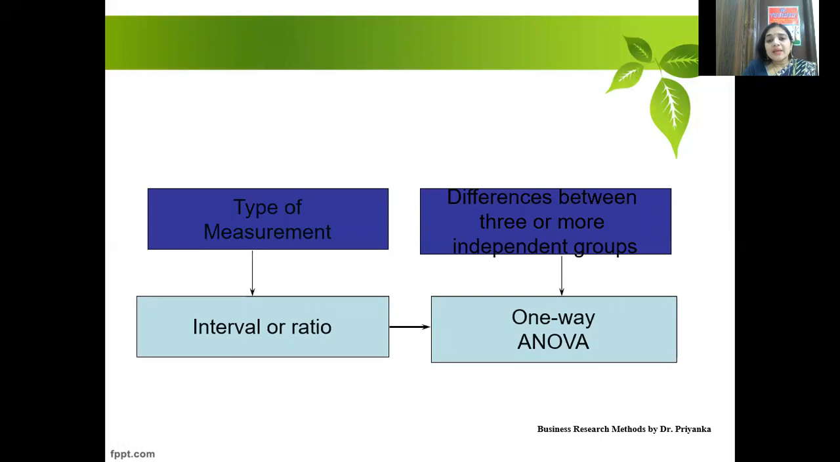Then one-way ANOVA. Here we'll be calculating difference between 3 or more independent groups. When we had 2 groups, we were going with t-test. Now we have got more than 2 groups. More than 2 means 3 or more groups. That means we'll be going with one-way ANOVA. Or we even call it one-way analysis of variance. ANOVA is analysis of variance basically.